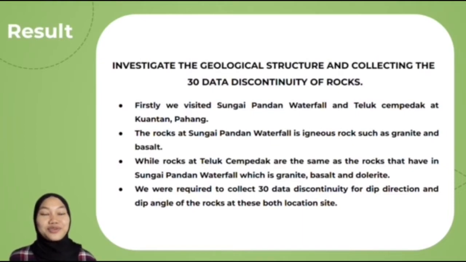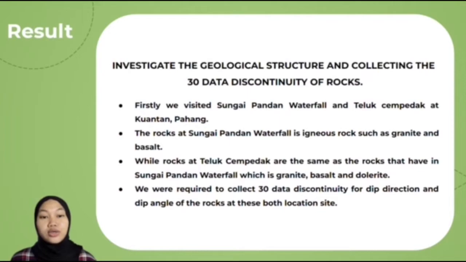For the results, we have to investigate the geological structure and collect 30 data discontinuities of rocks. Firstly, we visited Sungai Pandan Waterfall and Teluk Cempedak at Kuantan, Pahang. The rocks at Sungai Pandan Waterfall are igneous rocks such as granite and basalt, while the rocks at Teluk Cempedak are the same as at Sungai Pandan Waterfall, which is granite, basalt, and dolerite.